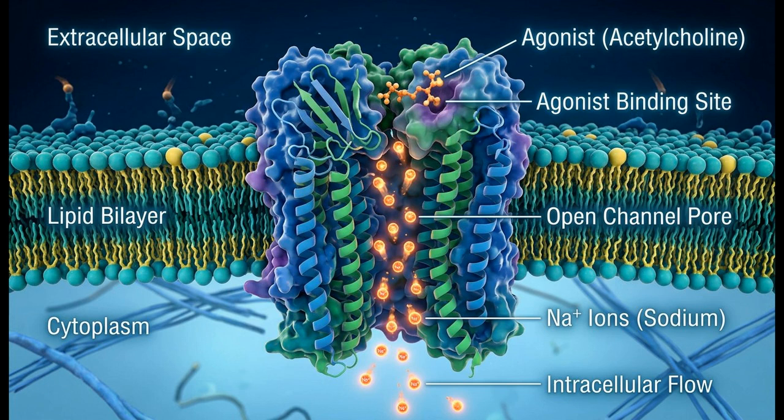For example, GABA receptors and nicotinic receptors work this way. When an agonist binds, the gate opens, ions rush in, and a rapid electrical signal is triggered. Antagonists, on the other hand, block these gates, preventing ion flow and stopping the signal. Local anesthetics are a great example, as they block sodium channels to prevent pain signals from reaching the brain.